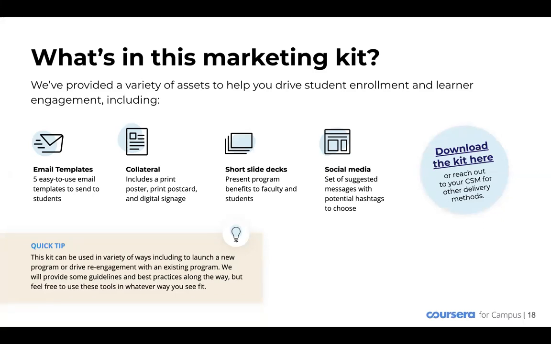The first and foremost item included is a guide. There is no icon for the guide in this slide, but there is a guide that comes with this. We'll show you a couple of examples in just a second, but that guide shows you an overview of what's included, provides some tips and tricks and insights for how to use this in your university. It also includes 5 easy-to-use email templates, some collateral that you can use. It's called out as print in the slide, but it works very well digitally. A couple of short slide decks, both facing students as well as faculty, to share Coursera with all your constituents, and then some suggested social media posts that you can use to share Coursera on your social channels.